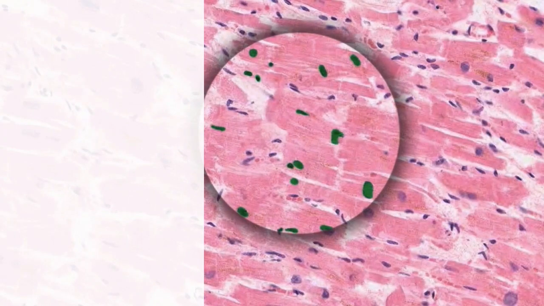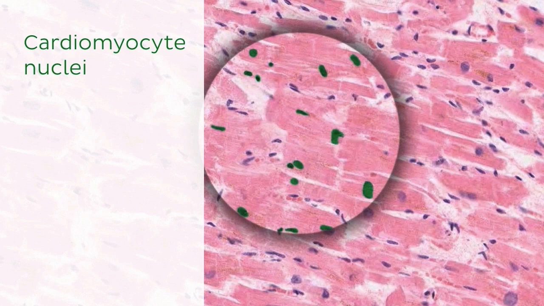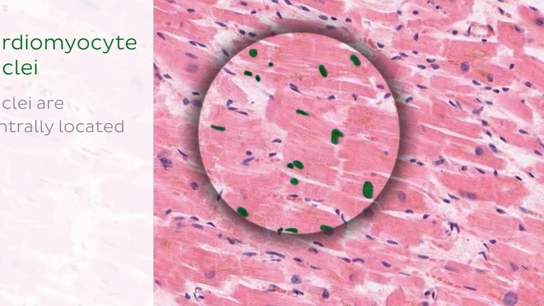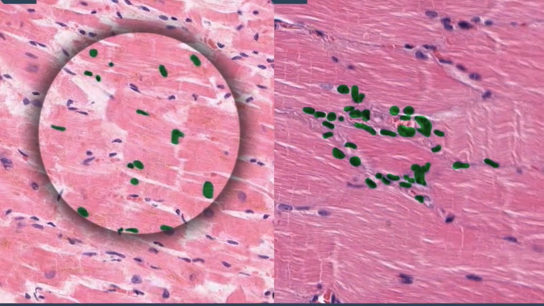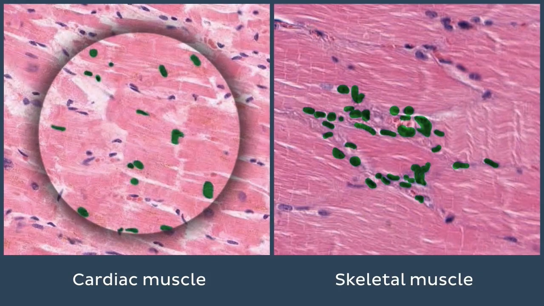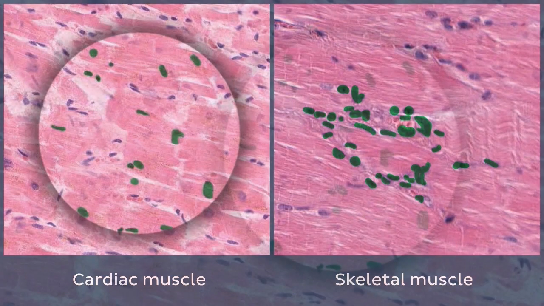Next, we can see the cardiomyocyte nuclei highlighted in green. As you can see, and as we have already mentioned, the nuclei are centrally located in the cardiomyocyte cells. This is one feature that distinguishes cardiac muscle cells from skeletal muscle cells, which are typically multinucleated.